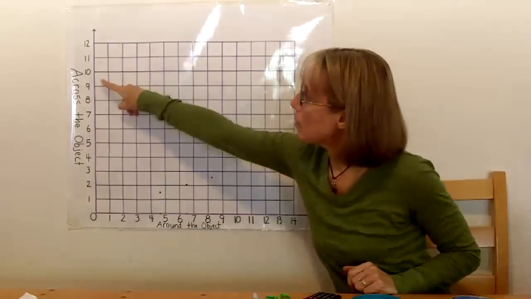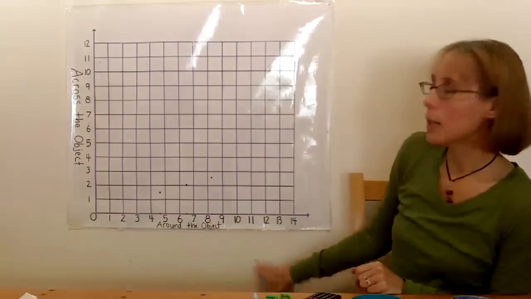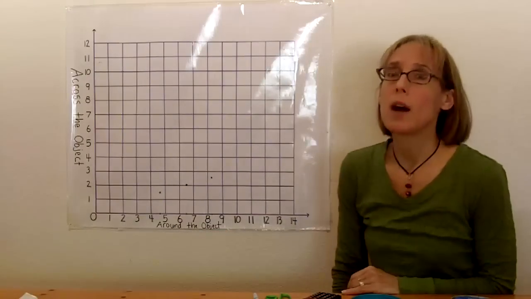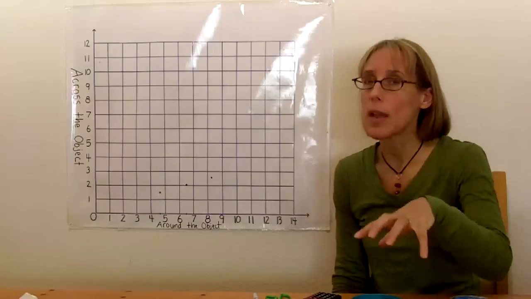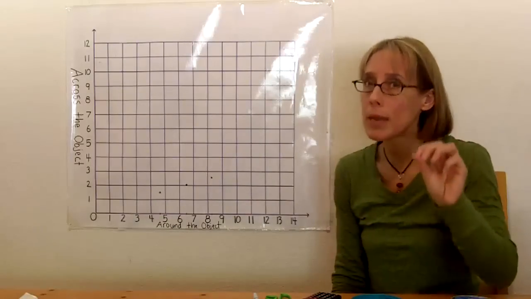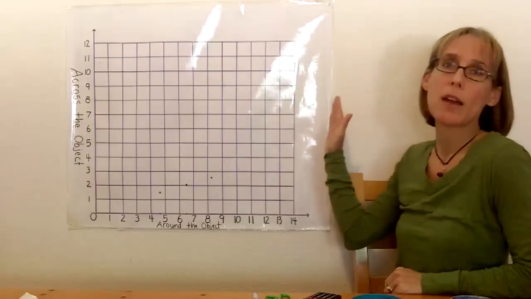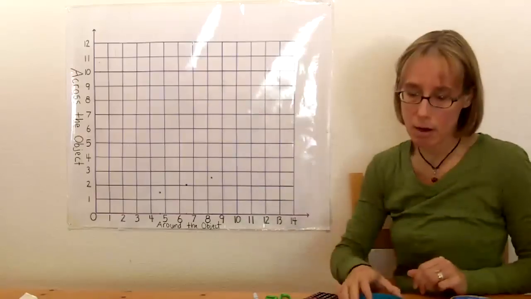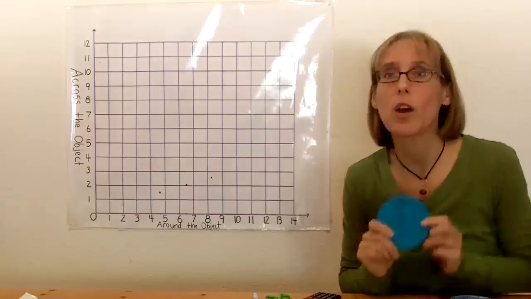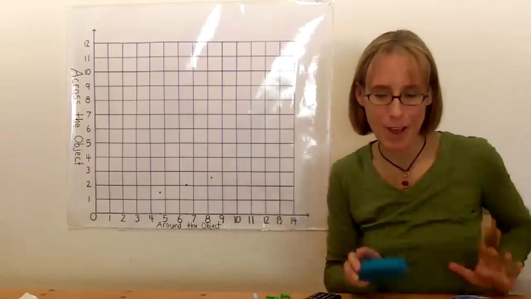So the Y is going to be across the object, and the X is going to be around the object. Now just a heads up that when the kids actually get into doing the activity, it could very well be that some of them have to tape another piece of graph paper onto their original piece, depending on the size of the circular objects that they have. Okay, and they can figure that out. They can problem solve that.